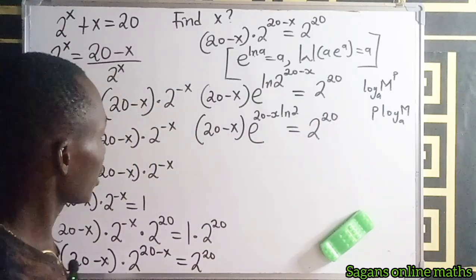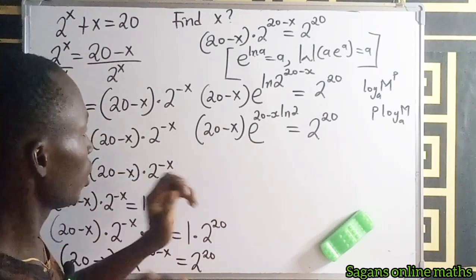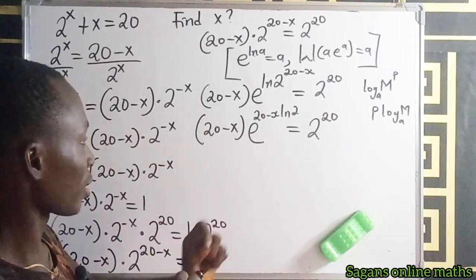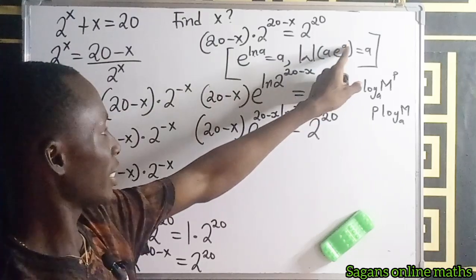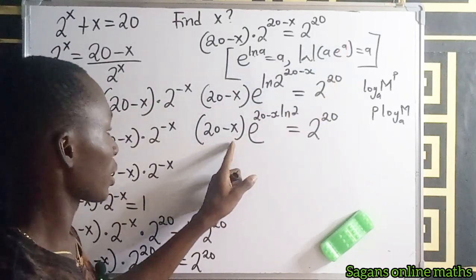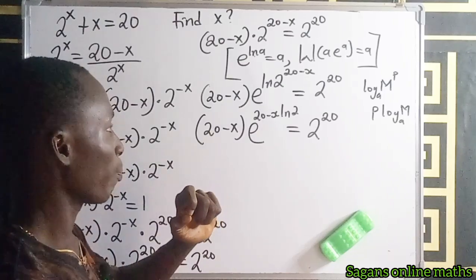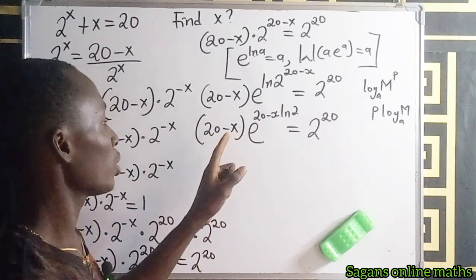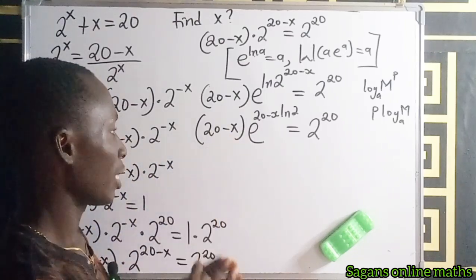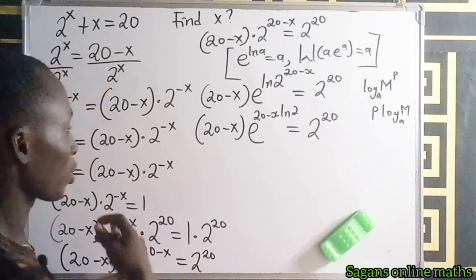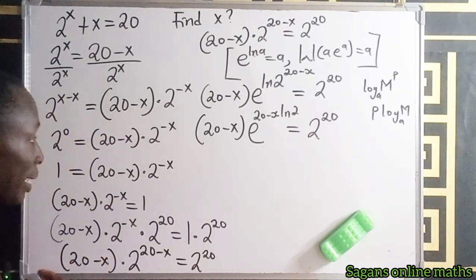All right, now we're having e here, we are good, but let us understand something. One a is here and a is here, so what is here is 20 minus x, and what is here is 20 minus x ln 2. So it's not yet complete. What will make it complete is when this is also having ln 2, so that they can be equal. But what are we going to do? Let's multiply both sides by ln 2.